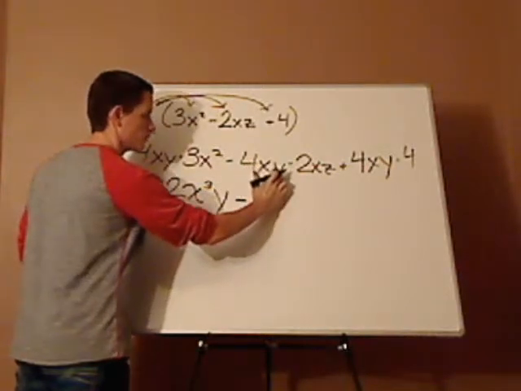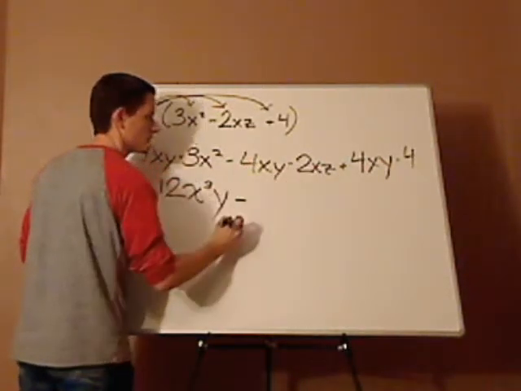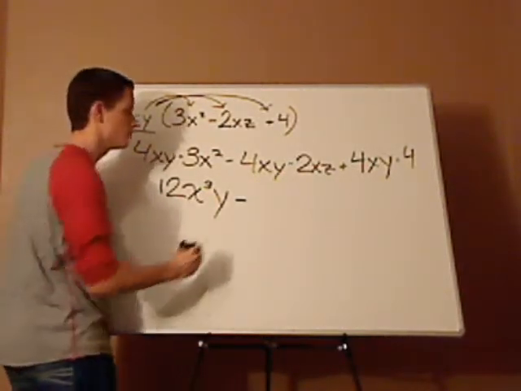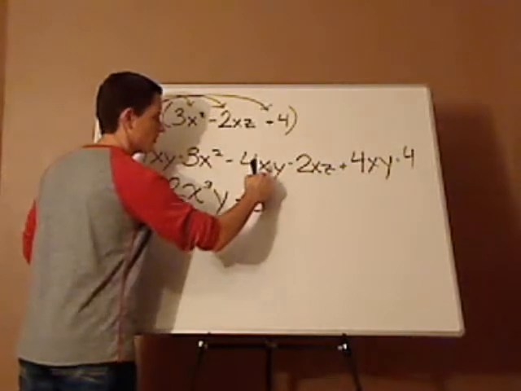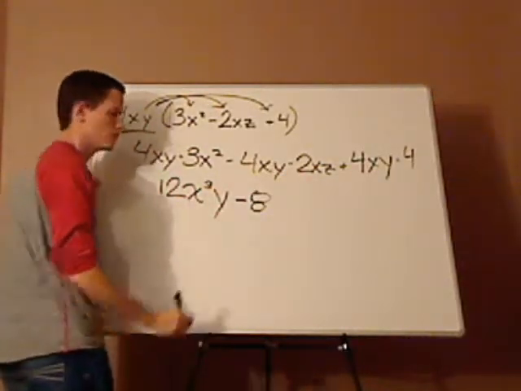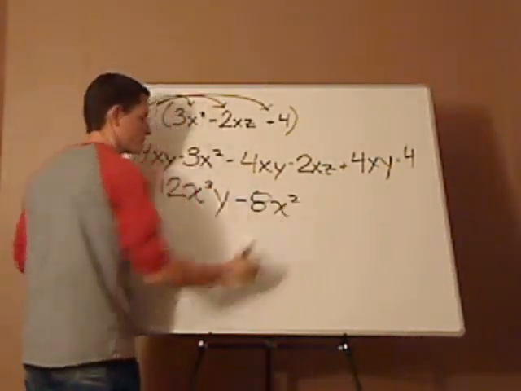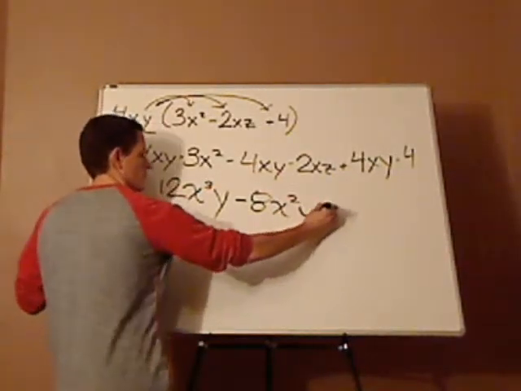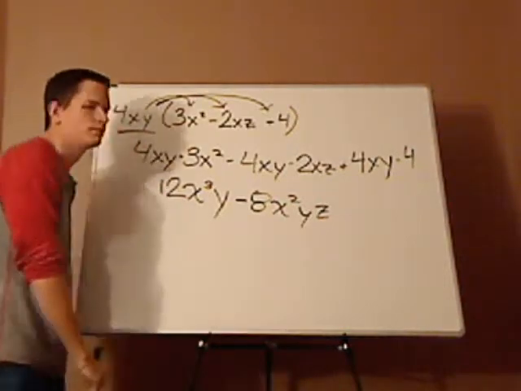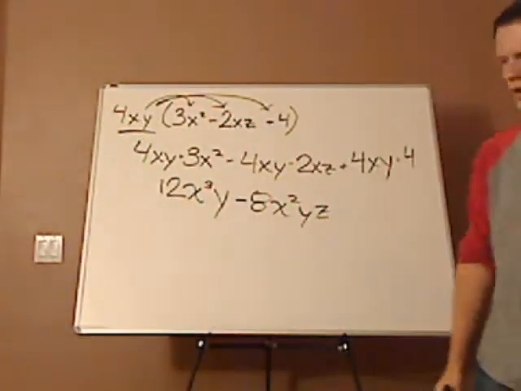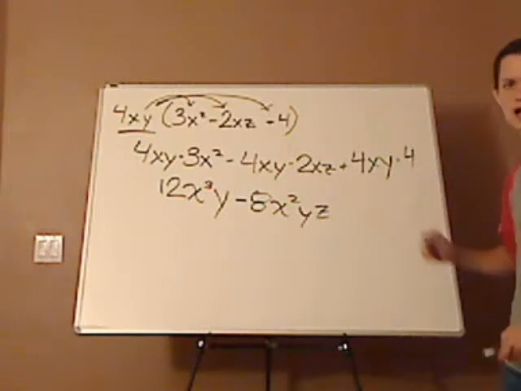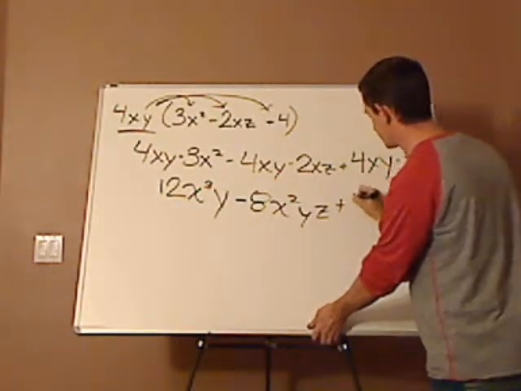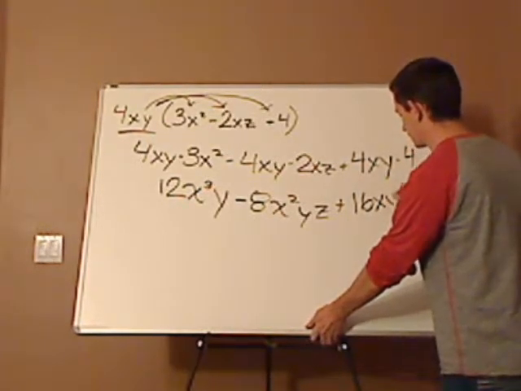Now, what's 4xy times 2xz? Yeah, you multiply whatever you can multiply together. So what's 4 times 2? Yeah, it's 8. What's x times x? Yeah, that's x squared. And don't forget your y. And don't forget your z. Now, what is 4xy times 4? Right, that is plus 16xy.